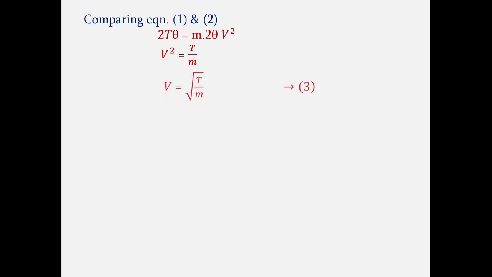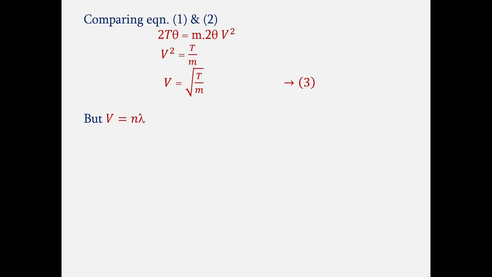So we have two expressions for the force, from equations 1 and 2. So we can compare equations 1 and 2. It gives 2T theta equal to m into 2 theta into V square. So this 2 theta on the left hand side and 2 theta on the right hand side get cancelled. We get V square is equal to T by m, or V is equal to square root of T by m. Let us call this equation 3.